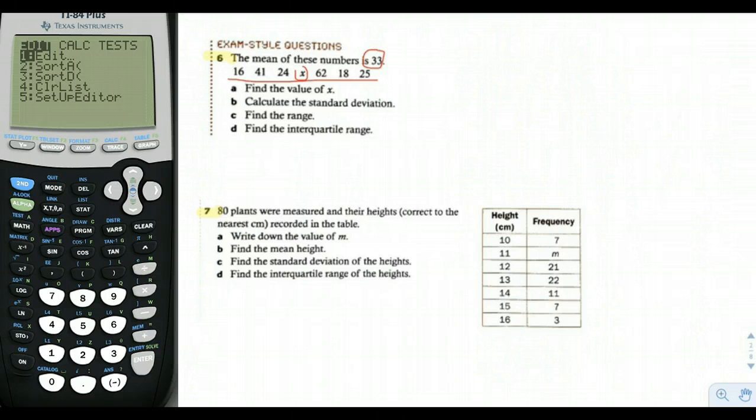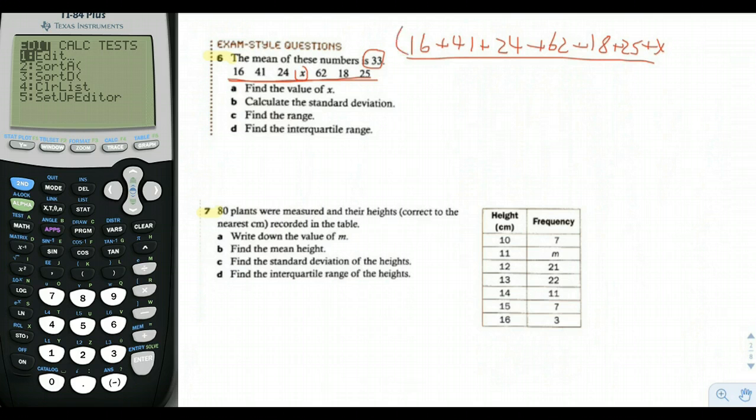So we are going to use the way we know how to calculate the mean to figure out what x is. We know that to calculate the mean, you add up all these numbers and then you divide by the number of numbers. The number of these numbers is 7, right? There's 7 numbers. So if we take 16 plus 41 plus 24 plus 62 plus 18 plus 25 plus x, and we divide all that by 7, then that will give us the mean of 33.